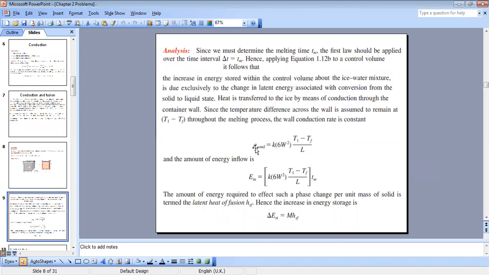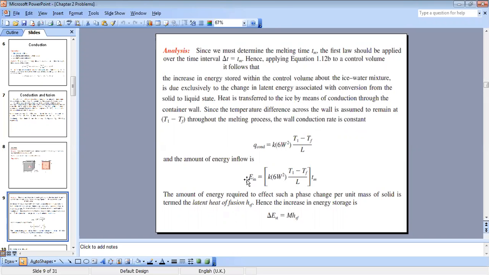as we said, first the conduction rate is constant because here it's steady state conditions. The inner and outer temperatures are not varying. So it's K times the total area, 6W squared, times delta T over L. And the amount of energy that is flowing inside the system is the rate times the time, which is t, the time needed for melting.